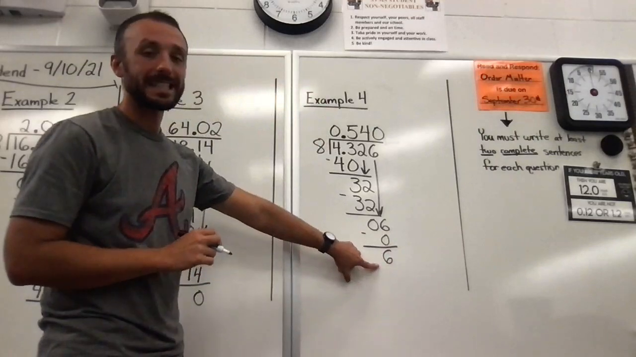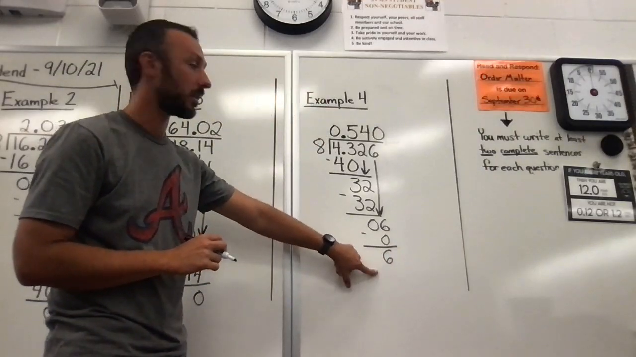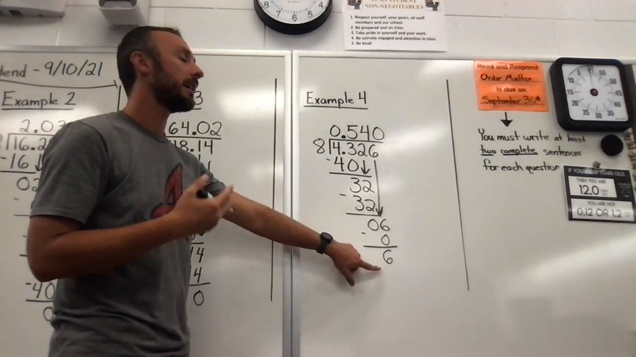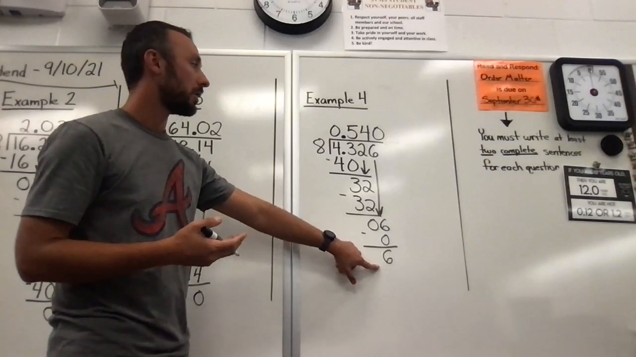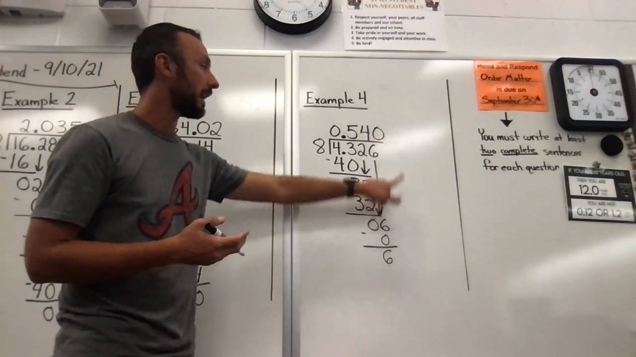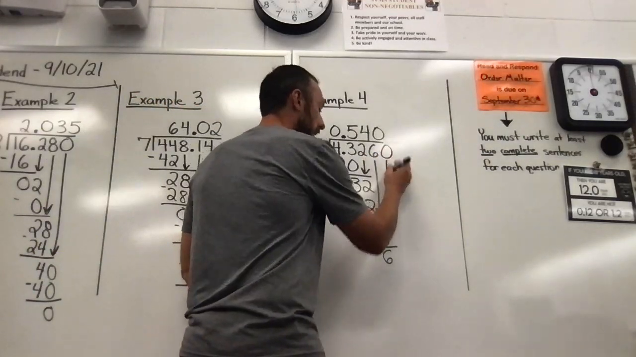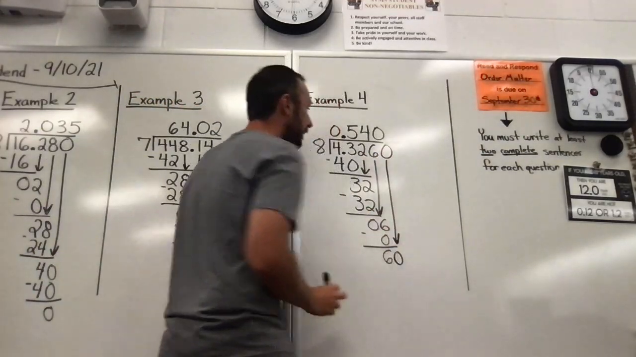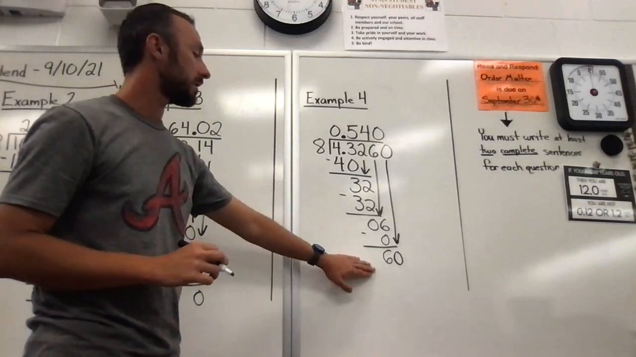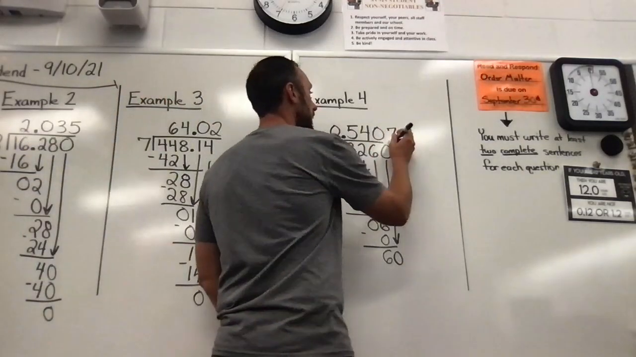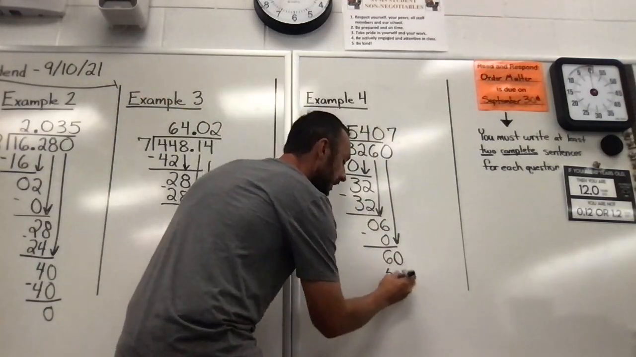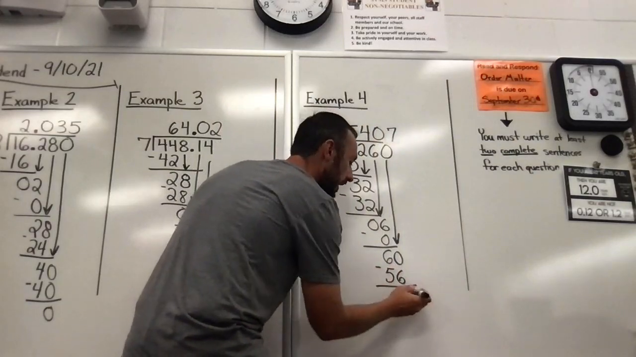If you notice, this is not a 0. I have to make this a 0. I have to get this to where it equals 0. So I have no more numbers to bring down. If I have no more numbers to bring down, I'm going to add a 0 to my dividend, bring it down, and put it right there. 8 goes into 60 7 times. 7 times 8 is 56. I subtract, I get 4.